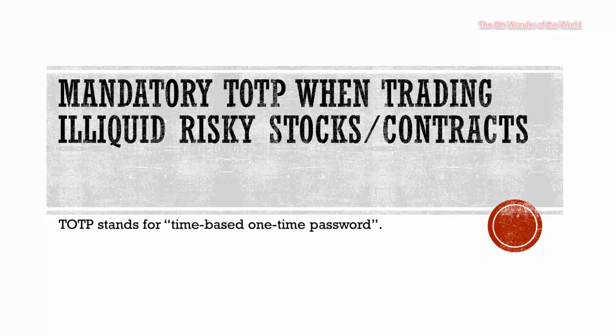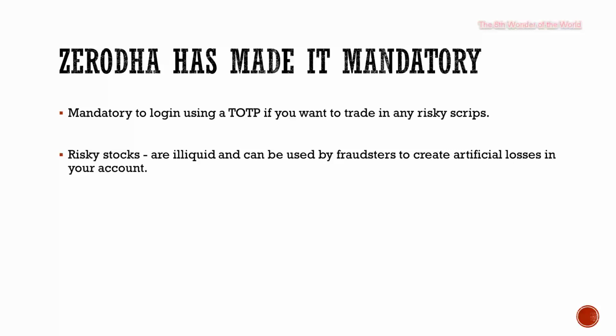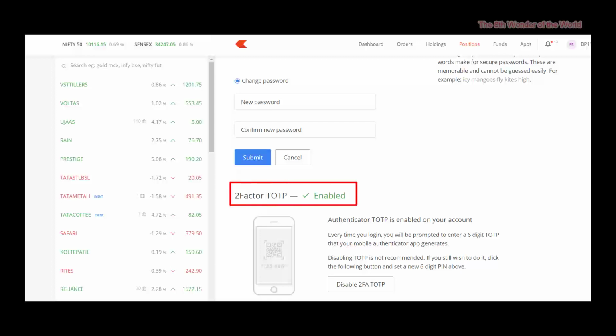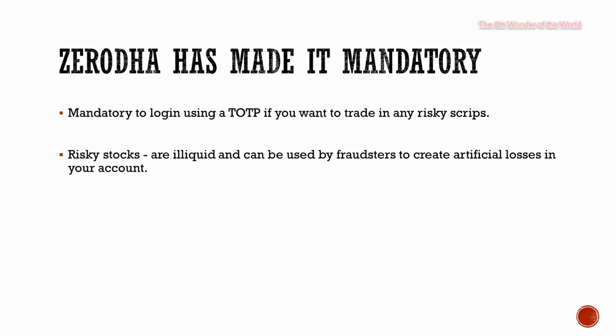Today, I'm talking on how to set up TOTP, which stands for time-based one-time password. Now, it is mandatory to log in using a TOTP if you want to trade in any risky stock in Zerodha. The stocks which are classified as risky are illiquid and can be used by fraudsters to create artificial losses in your account. I haven't heard about any such issues, but it's a good thing to do.